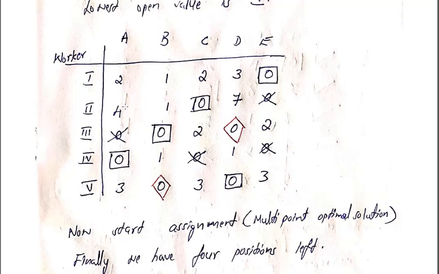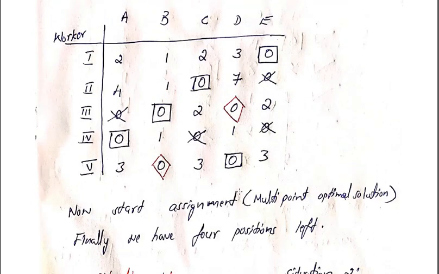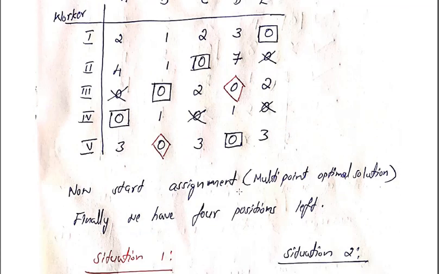Now coming to the column wise positions. In the first column I have 2 zeros, so I cannot assign any of the values. Then in the second column also I have two zeros, I cannot assign any of the values. In the third I have two zeros, I cannot assign. So here also we cannot assign because we have 2 zeros. So now we have arrived at a situation where we have a multi-point optimal solution.